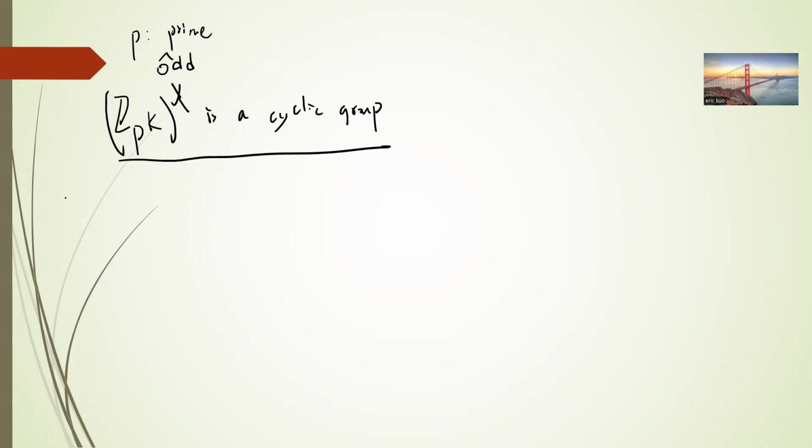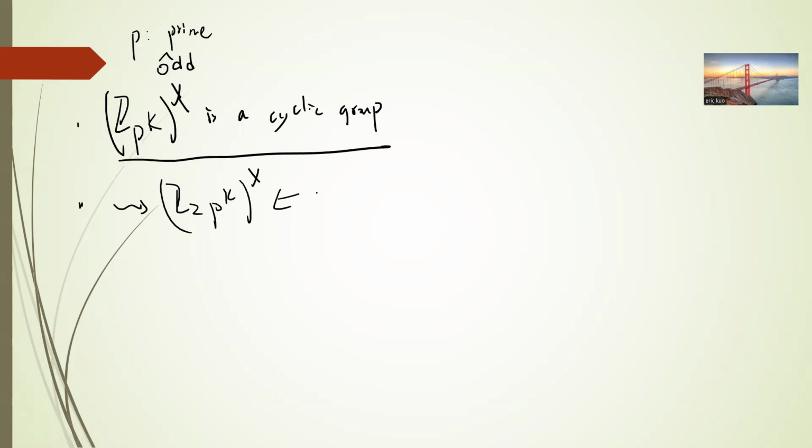And in this video, it is easy to prove that Z to the 2P^K cross is also a cyclic group. So basically, there is a primitive root. In order to prove it, we should appeal to the following lemma.